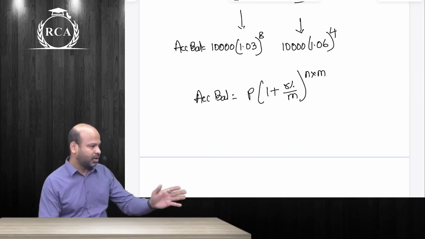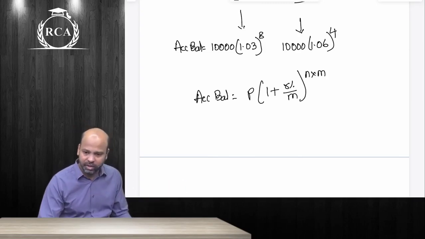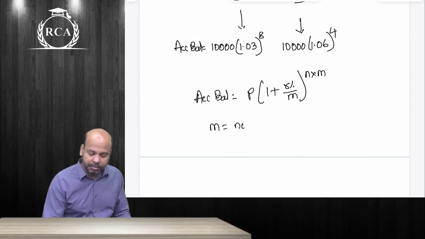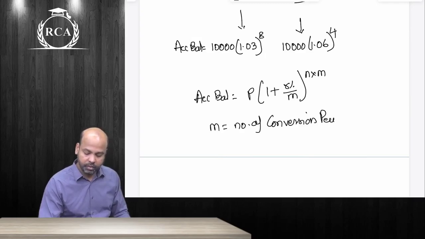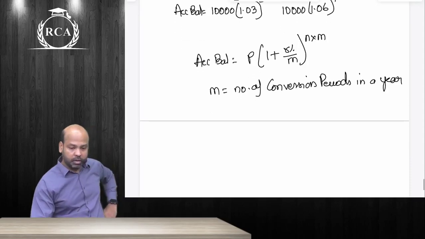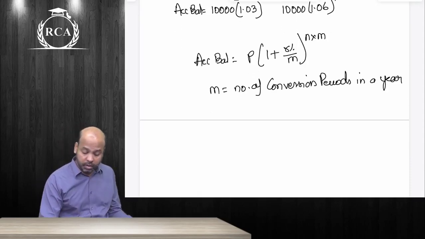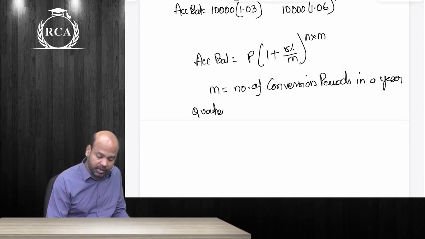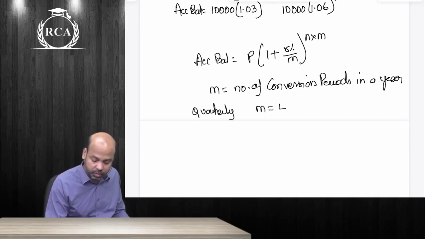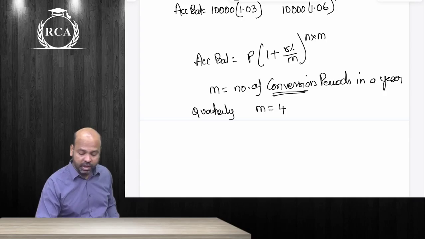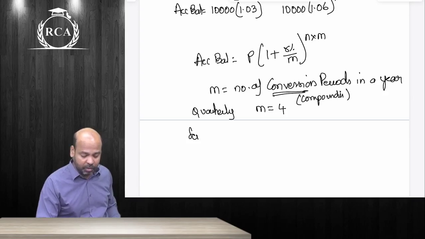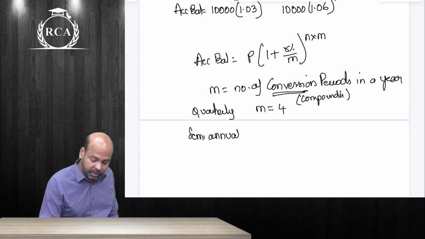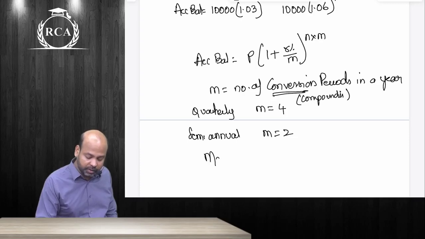Formula याद नहीं भी रखेगा तो चलेगा बेटा. You just have to know the basic concept there. M stands for the number of conversion periods in a year. Alright, guys. If it is done on a quarterly basis, there will be how many conversion periods in a year? The number of compoundings done in a year will be 4. If it is done on a semi-annual basis, how many compounding periods in a year? 2. If it is done on a monthly basis, 12.